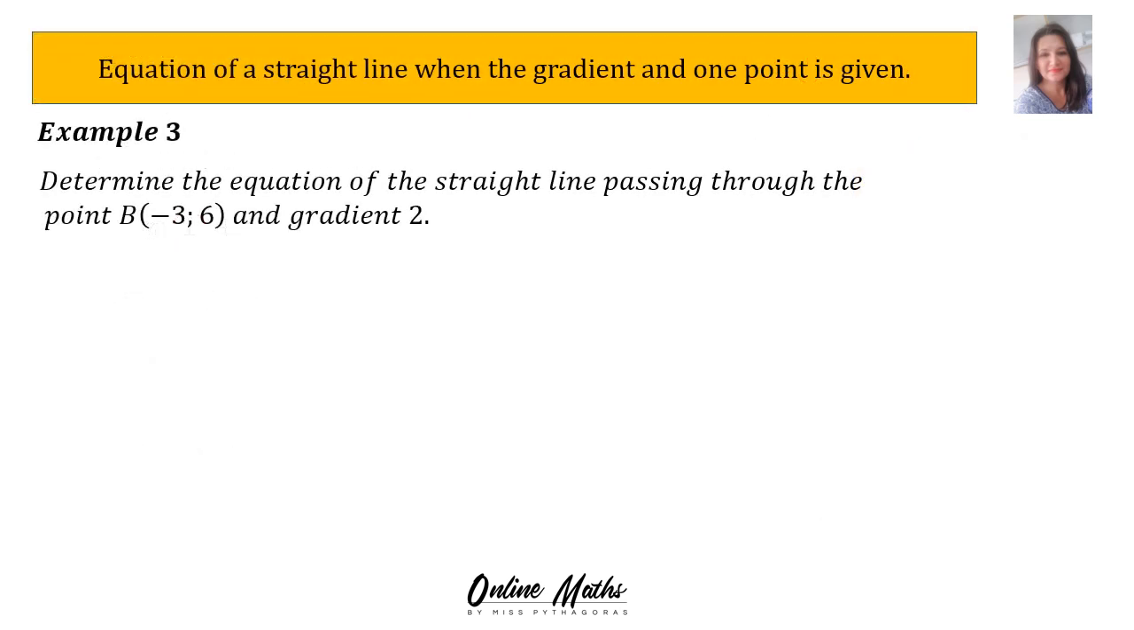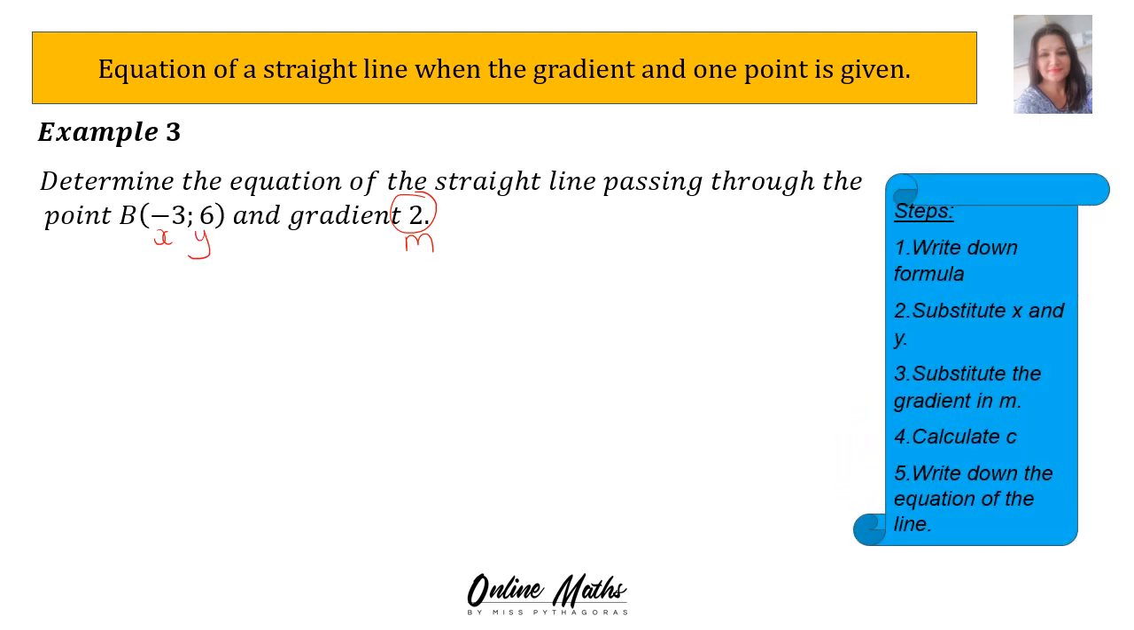Now we're going to find the equation of a straight line when the gradient and one point is given. In the previous two examples, the y-intercepts were given. Example 3. Determine the equation of the straight line passing through the point B (-3, 6) and gradient 2. So already we know that the gradient m is 2 and this point consists of an x and a y.